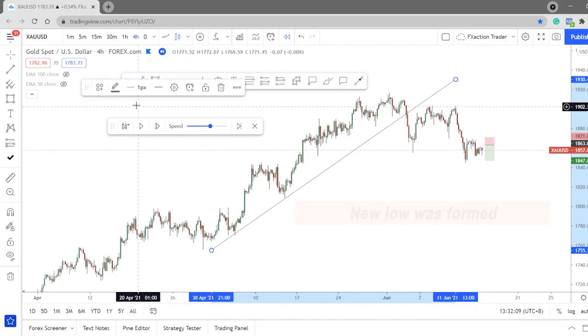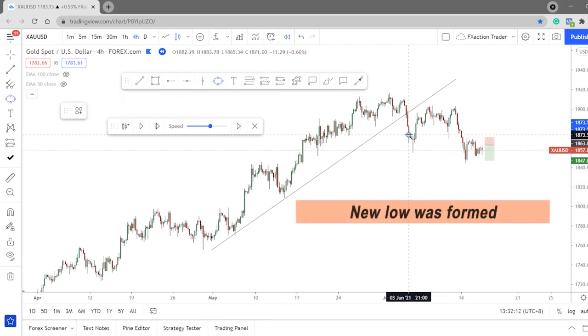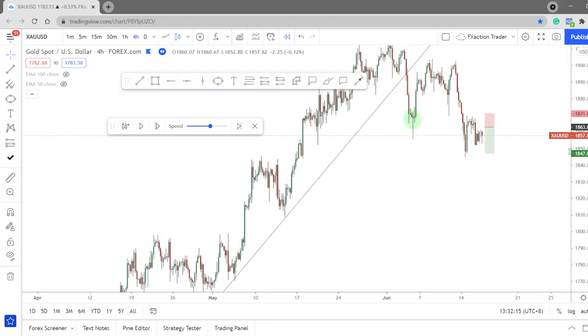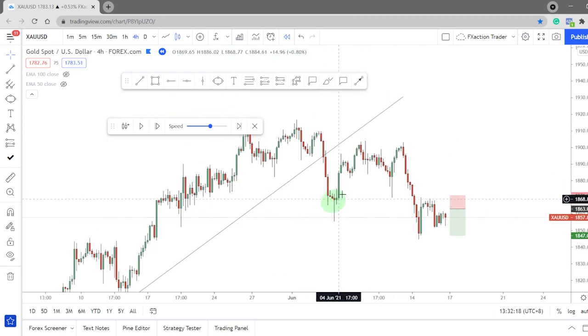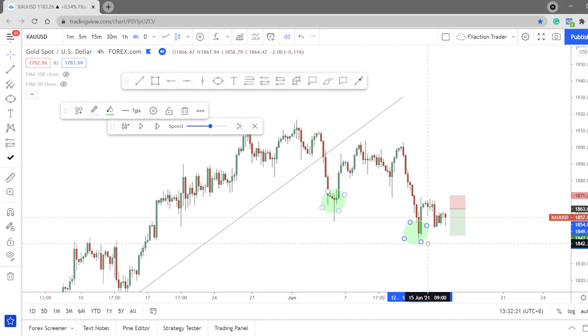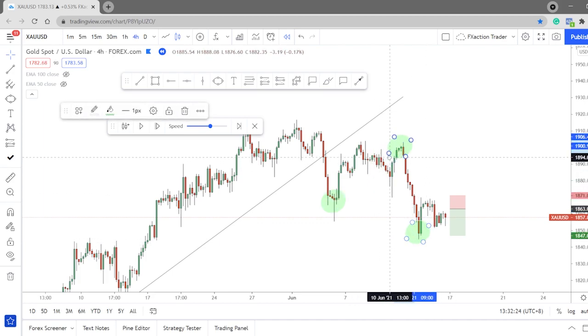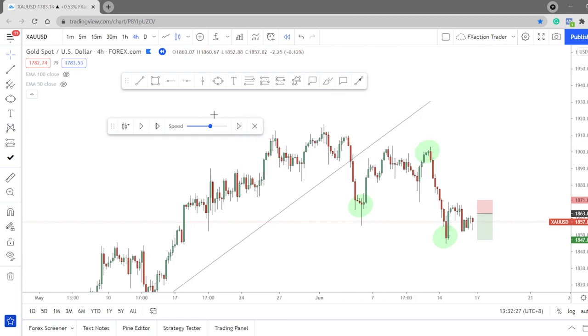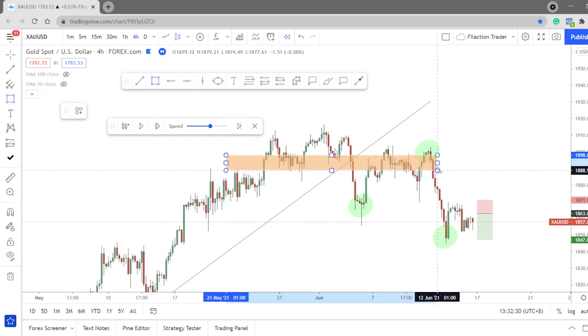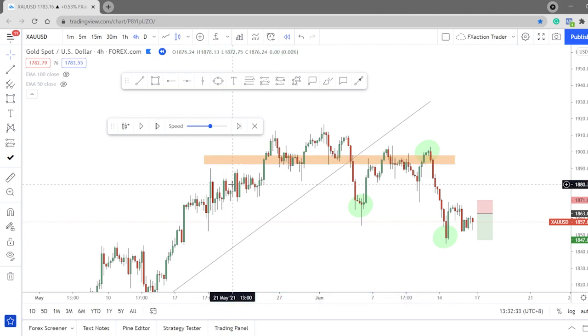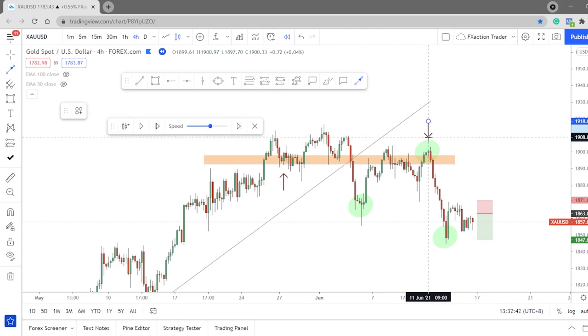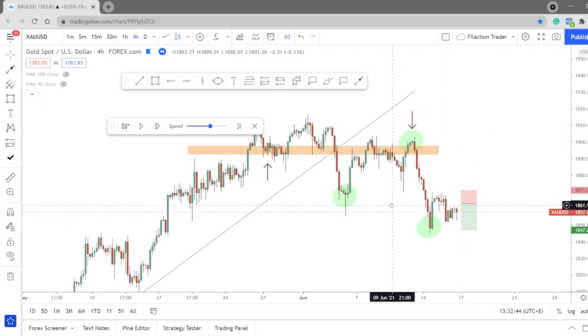Followed by that, we can see the market has formed a new low after the trend line was broken. After the first low was formed, the market again formed another lower low and also a new lower high. This is also the previous support and resistance area that we have to take note of, where this area was previously a strong support area, and now this zone has turned into a strong resistance area. So once we have identified the trend on H4, we can scale down to a lower time frame to look for our entry signal.